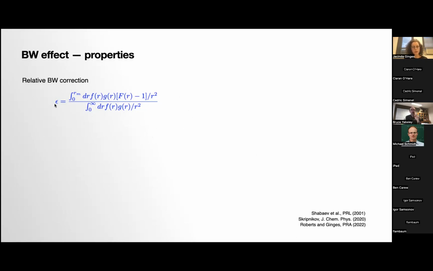So the relative Bohr-Weisskopf correction, this is epsilon that I told you before. It's given by the finite, basically F and G are the upper and lower radial components of the atomic wave functions. You have the 1/r² from the hyperfine operator. It is located at short distances. That's where this comes about. This f of r minus 1, you're looking at the finite minus the point operator for the hyperfine constant or hyperfine operator. So that's where this enters.